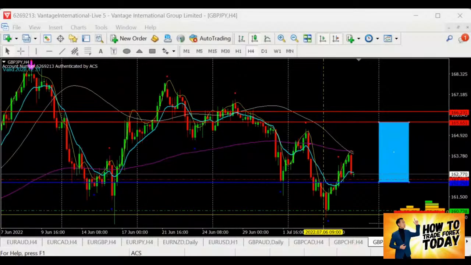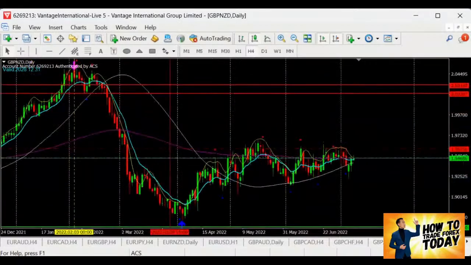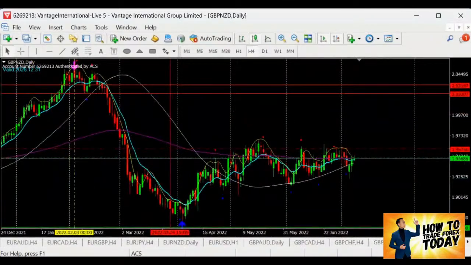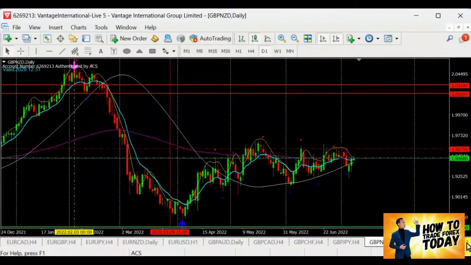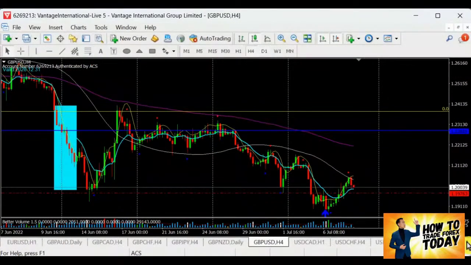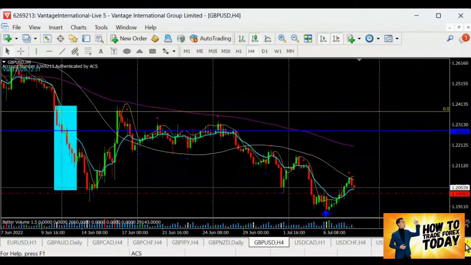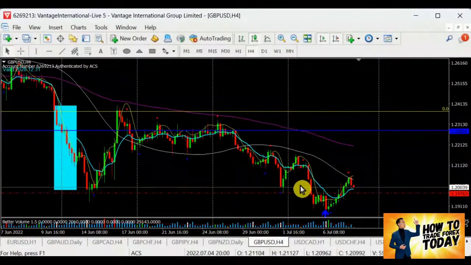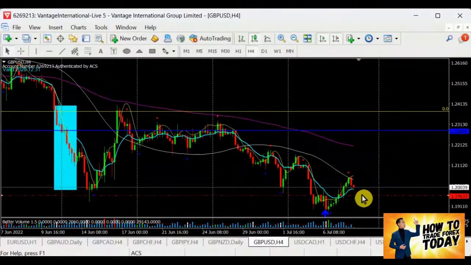Okay, so pound kiwi, we are in the bull, so nothing to talk about because we are now riding the bull. All right, so pound dollar, let's take a look. Pound dollar, same thing. Okay, we have a resistance. Yes, the previous resistance over at this point.